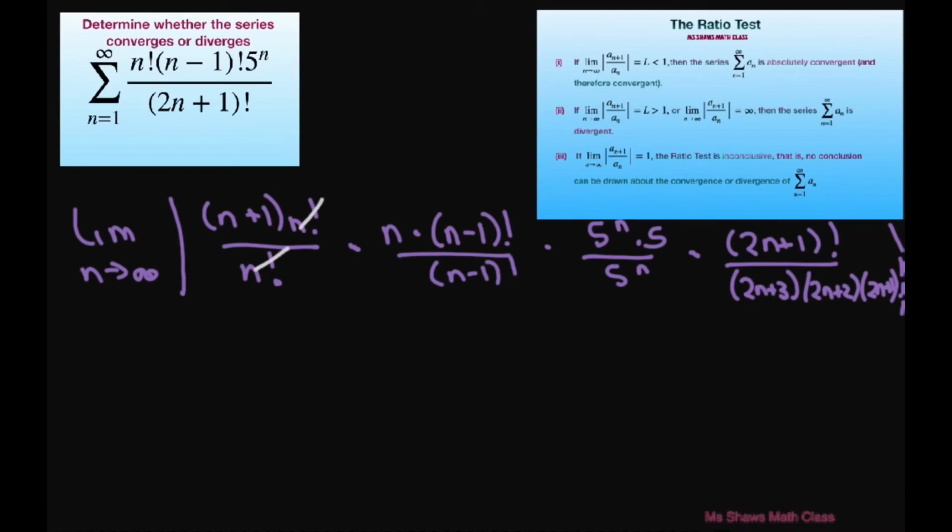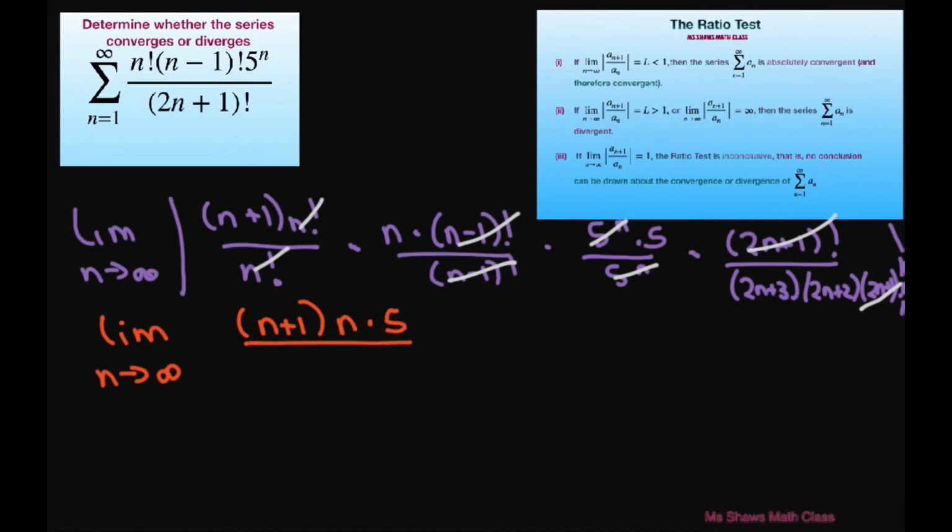All right, now let's cancel things out. So that cancels out. These cancel out. This cancels out. And this cancels out. So what we're left with is the limit as n approaches infinity of (n plus 1) times n times 5 divided by (2n plus 3) times (2n plus 2).